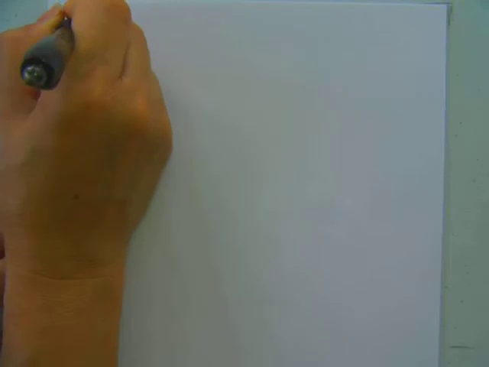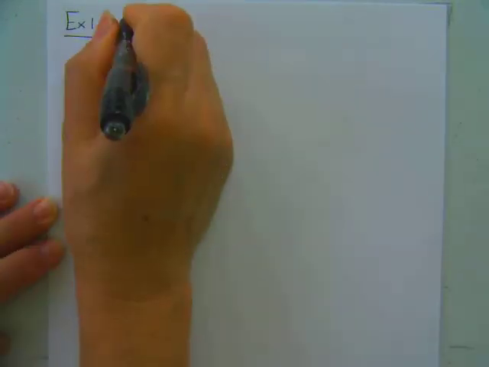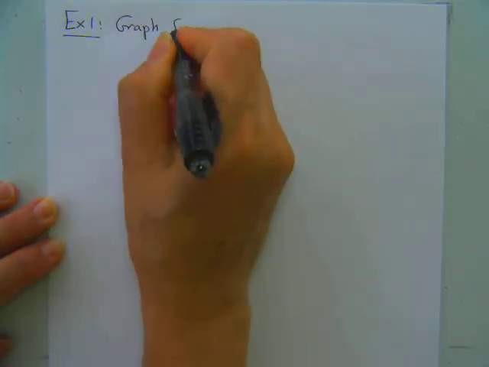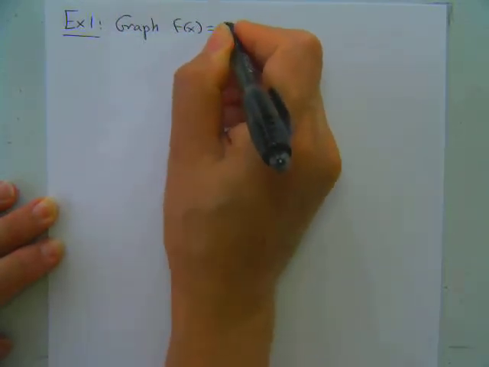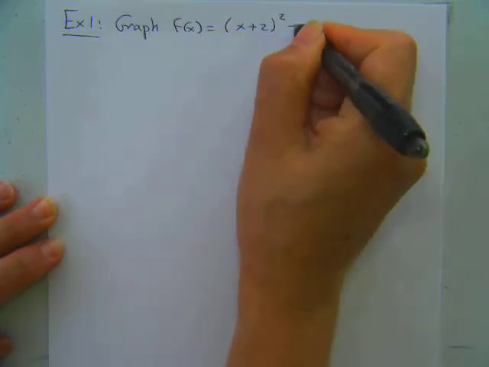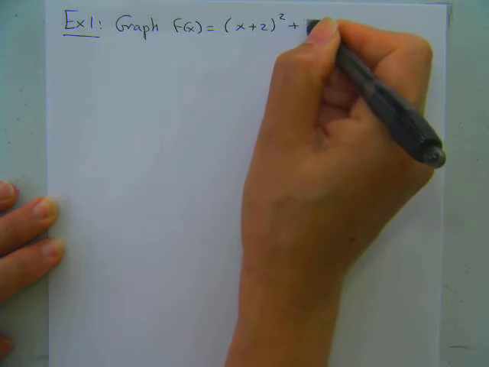Okay, now we're going to look at combining all these graphing techniques in one. Okay, let's look at, I'm going to call it example 1 here. Let us say that you're asked to graph f of x equal x plus 2 squared plus 3.